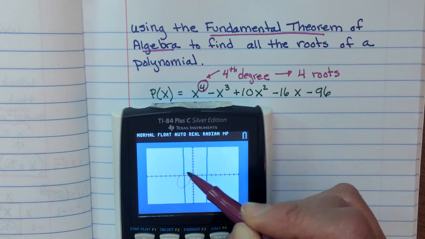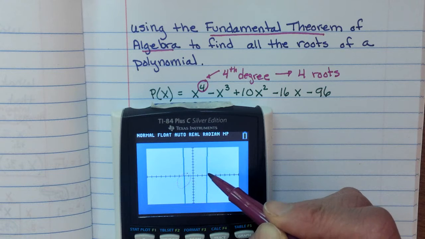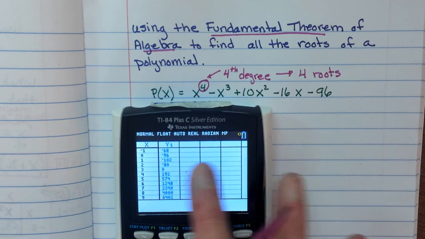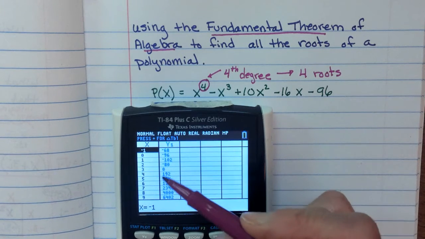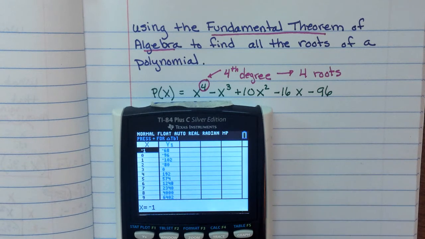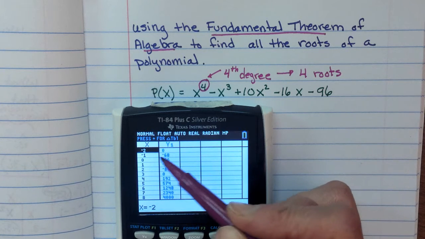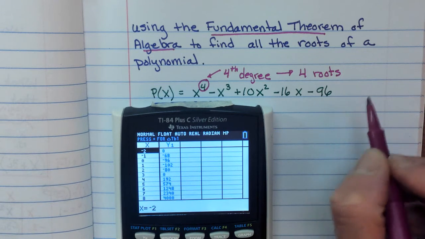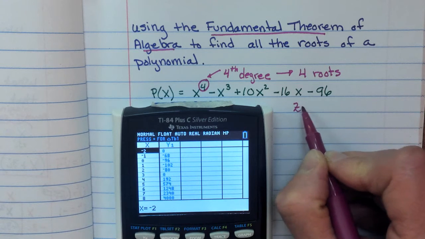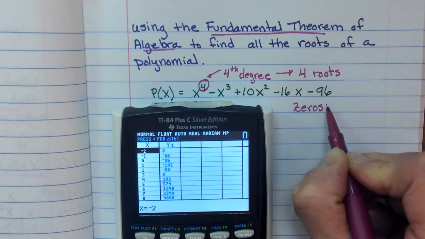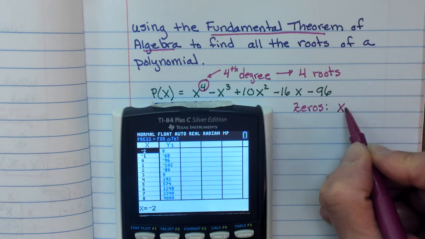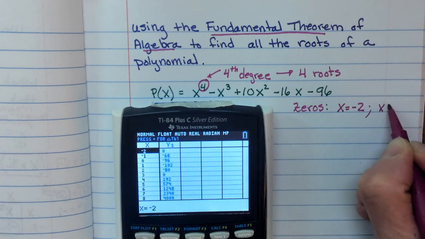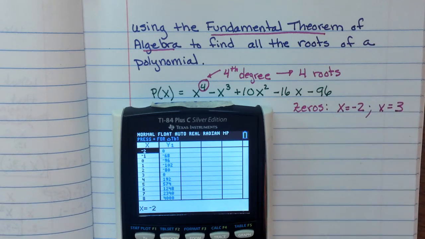Right here, that's where x is -2, and this here is where x is 3. I can look at my table just to verify that's so. You can see where y is 0, x is 3, and where y is 0, x is -2. So I know that I have these zeros. I'm going to write this down. My zeros are x is -2, and x is 3. So those are my zeros.